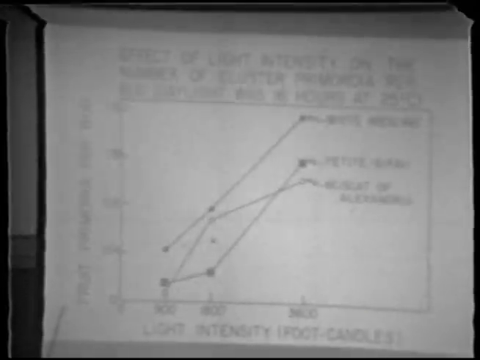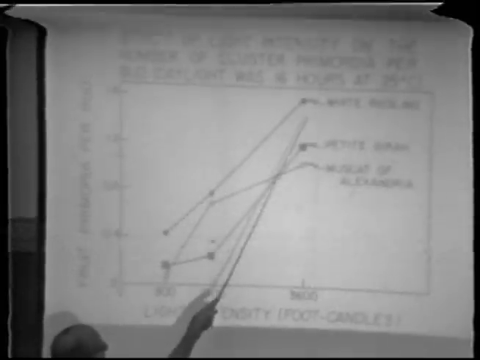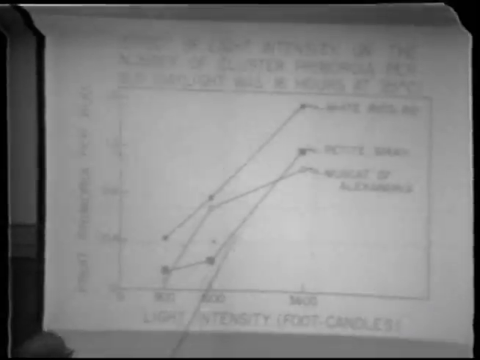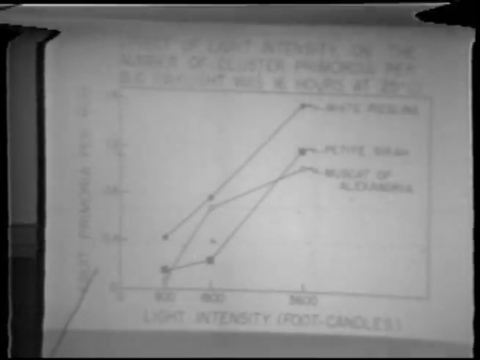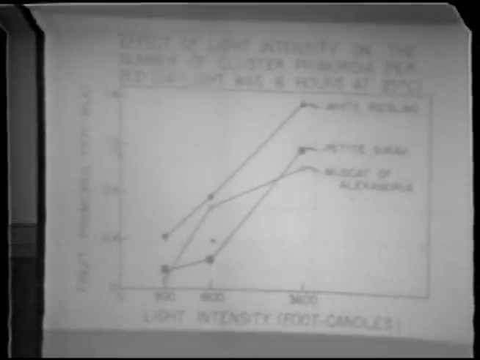So in this experiment, which was done in controlled growth chambers, there was an increase in light intensity from 900 foot candles to 3600 foot candles, looking at these three varieties. And you can see there's roughly a linear increase in the fruit primordia, which are rudimentary fruit clusters, with an increase in light intensity.